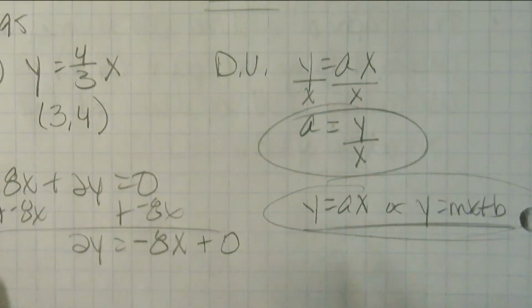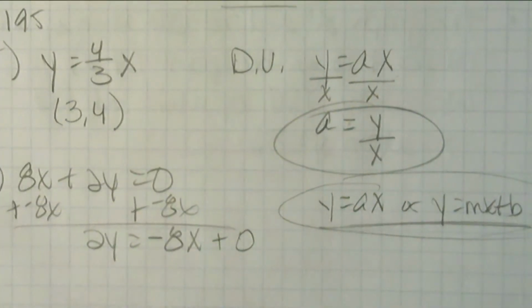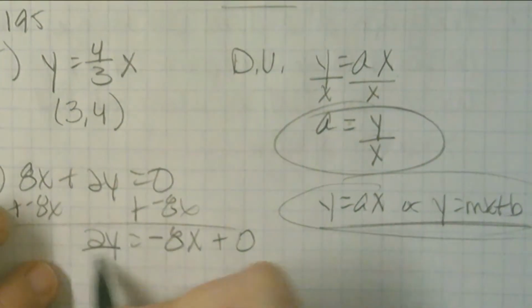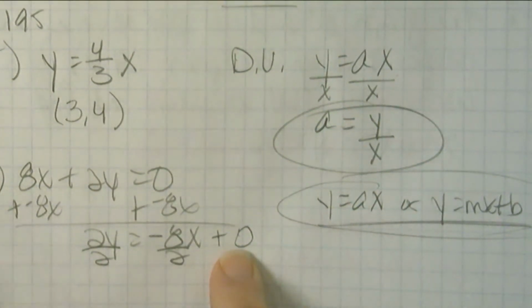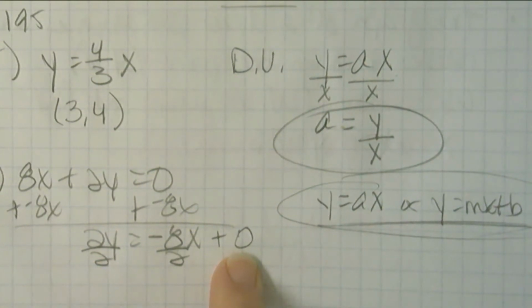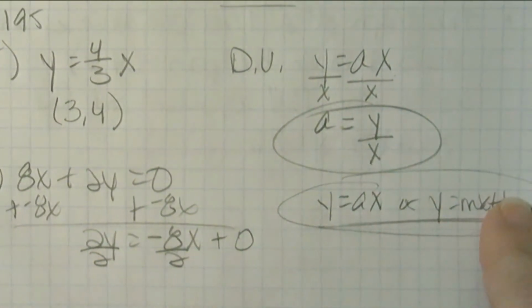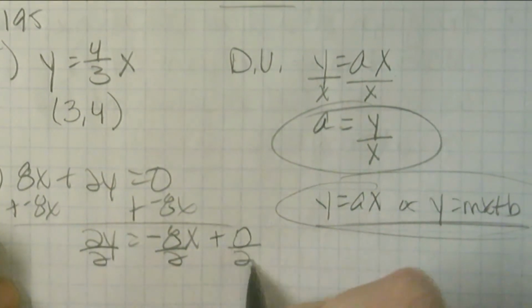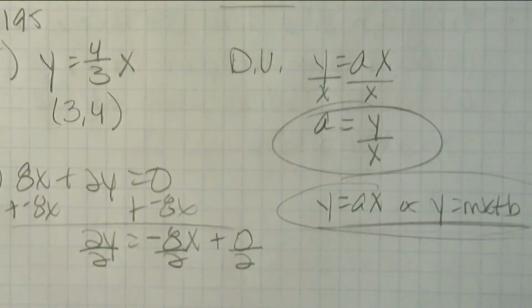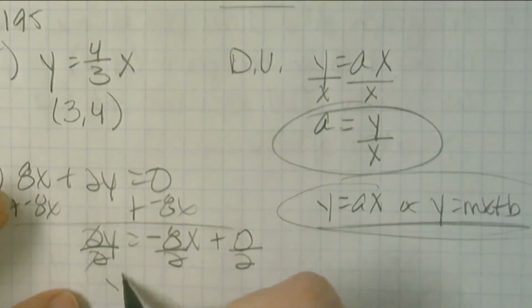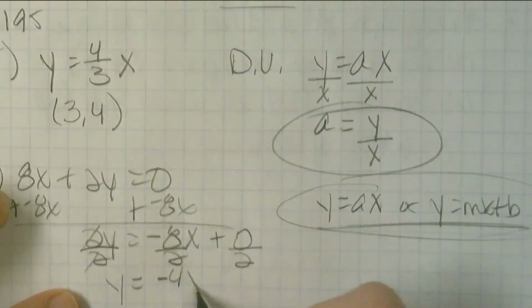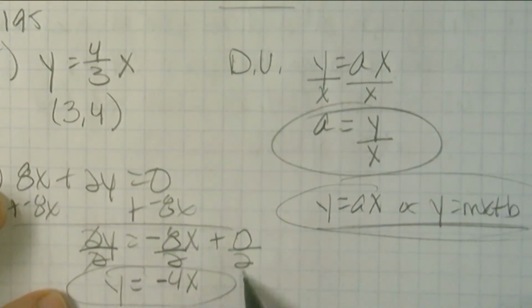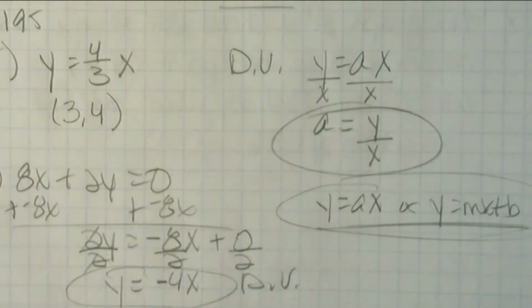But I need to get my y alone. How am I going to get my y alone? Yeah, I've got to divide everything by 2. If this was a constant, if this was like 1, I would divide it by 2, and this would be y is equal to negative 4x plus a half. And that would not be direct variation. That would be slope-intercept. But here, because this is 0, I can say divide that 0 by 2, but that's still 0, and I don't need to see plus 0. So this is simply y is equal to negative 4x, and that is a direct variation. Yeah, absolutely. What else can I do for you guys?